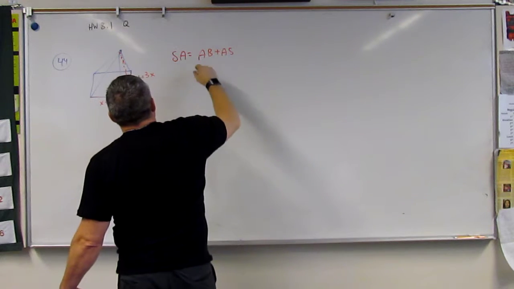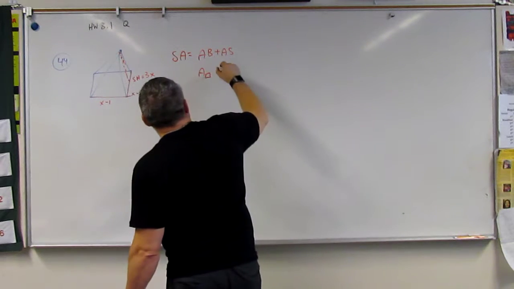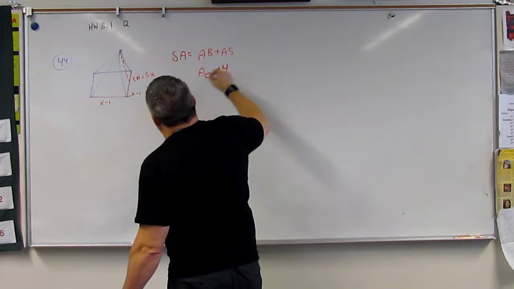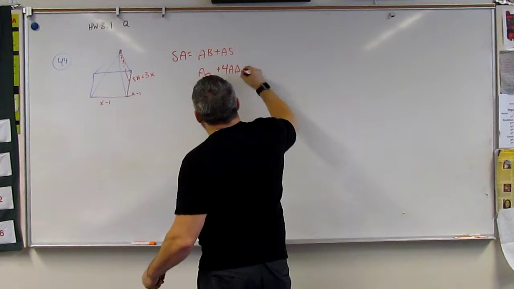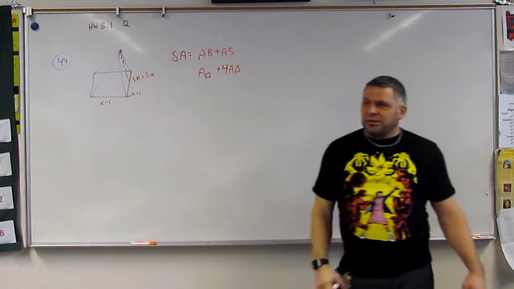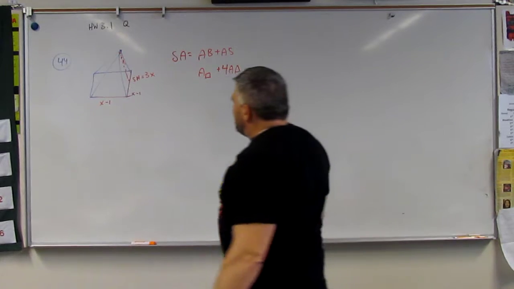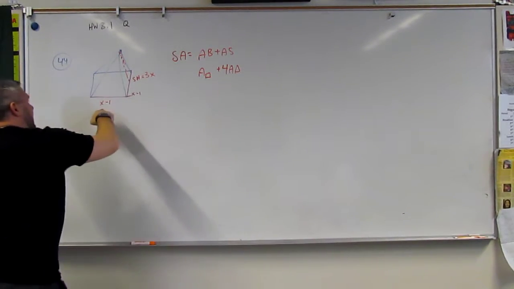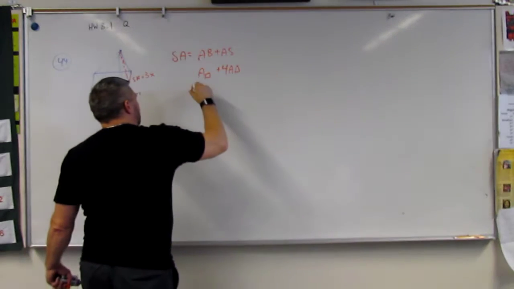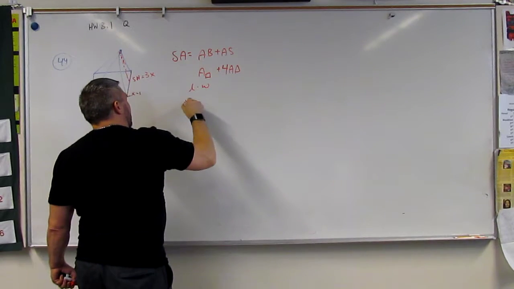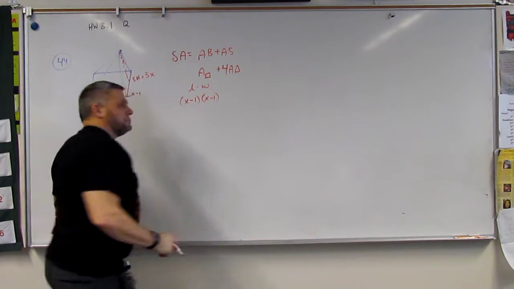And in our case, it's going to be the area of a rectangle plus 4 areas of a triangle. Does that make sense? Because there's 4 triangle faces. Okay? So the area of the base is going to be length times width. Right? Area of a square is length times width. And in our case, it's x minus 1 times x minus 1.